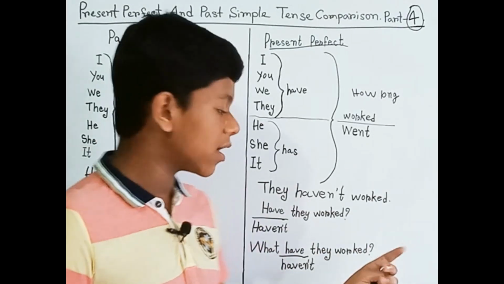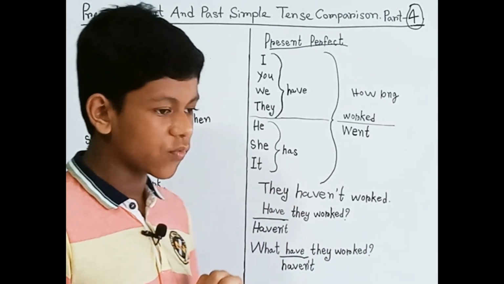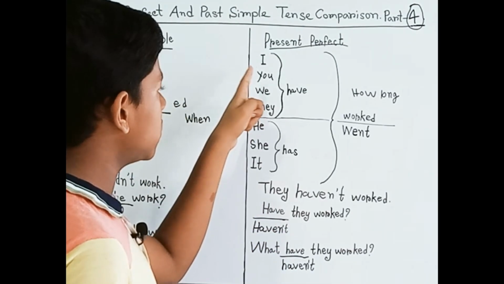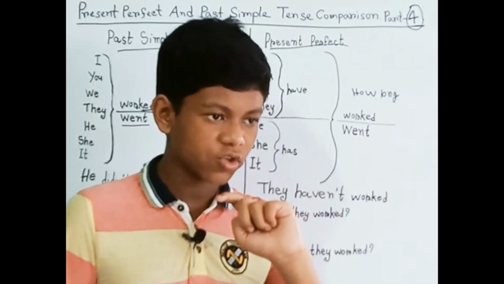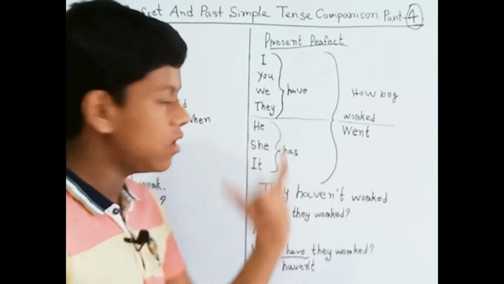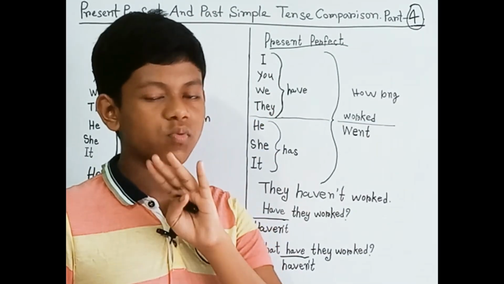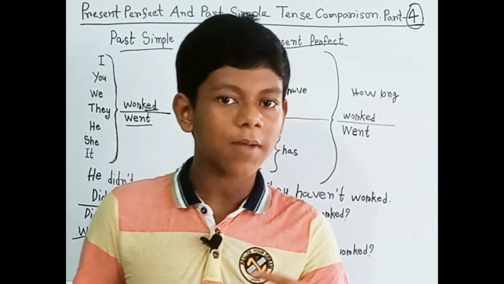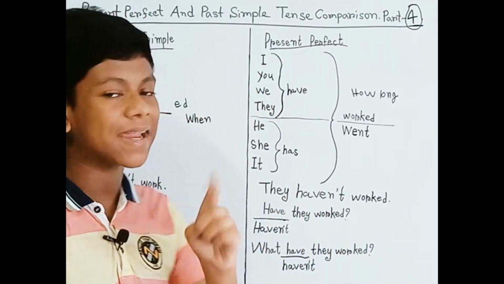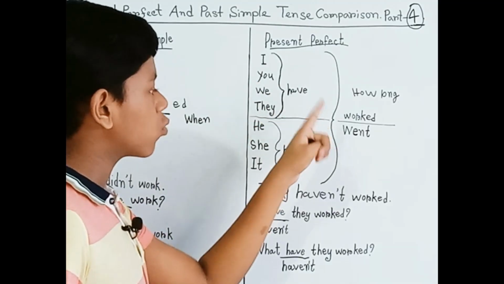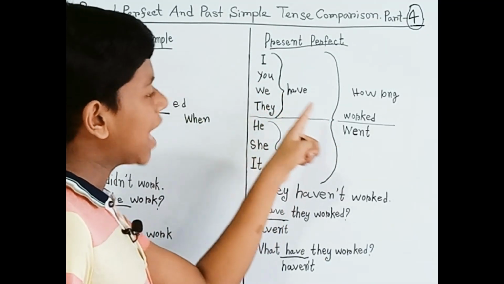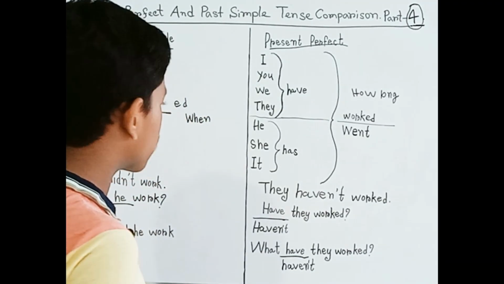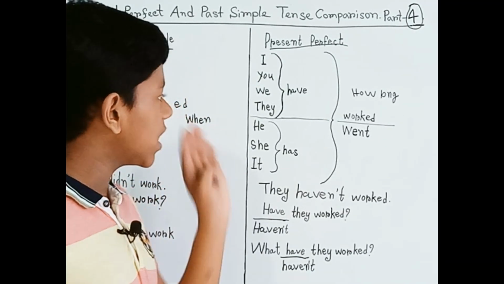Now we will focus on the present perfect. Now we will focus on the positive one. Here our positive one is I have worked. Have is only used with these 4 subjects, which you have to memorize and save in your mind. I have worked. You have worked. We have worked. They have worked.